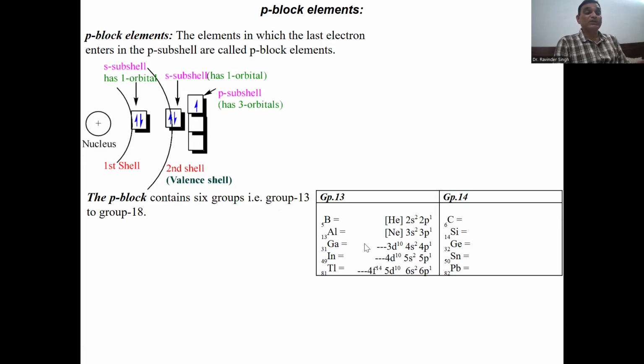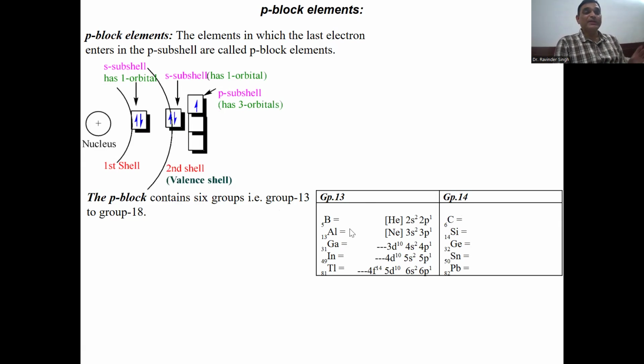Now, what about the elements present in group number 13 and 14? In group number 13, the elements present are boron, aluminium, gallium, indium, and thallium. In group number 14: carbon, silicon, germanium, tin, and lead. We just write the configuration here. Now, what are the important questions here? Name the element which has no vacant d orbital. That is boron. Boron has no vacant d orbital.